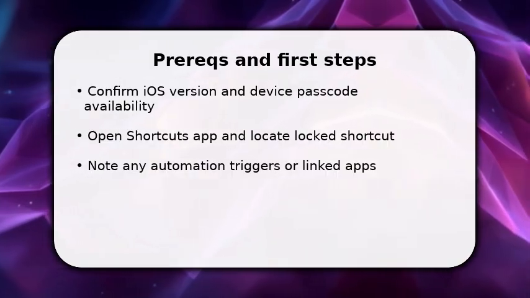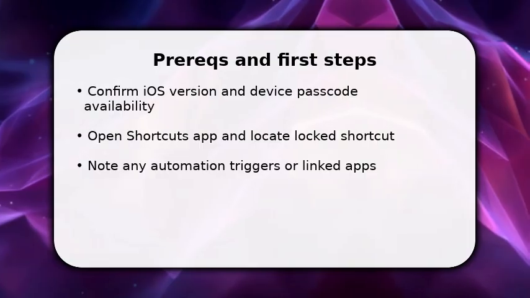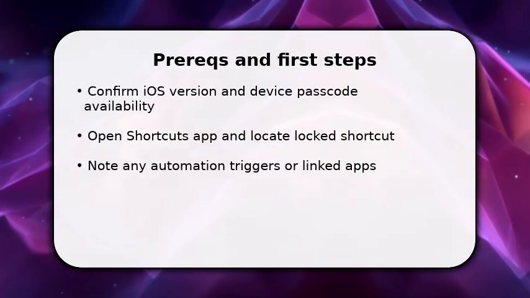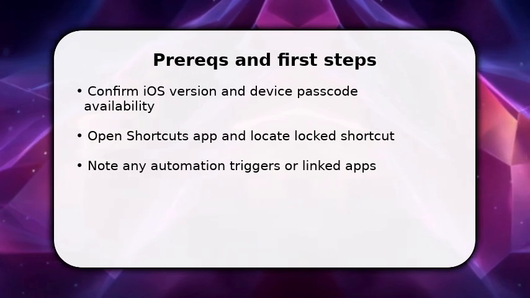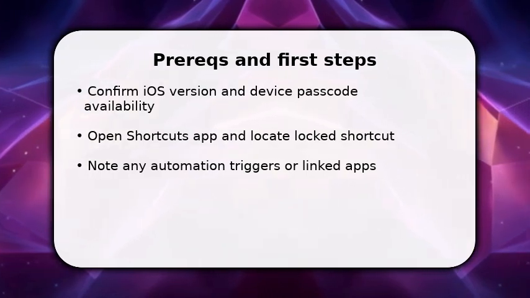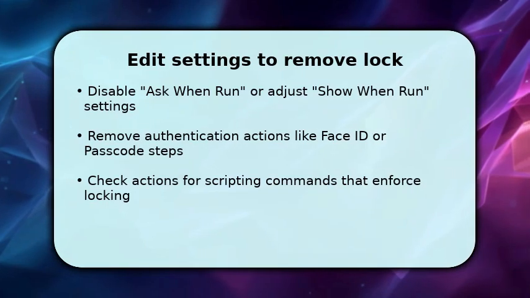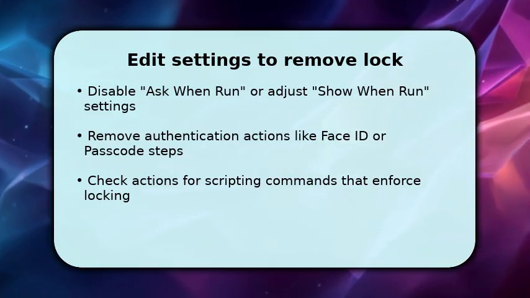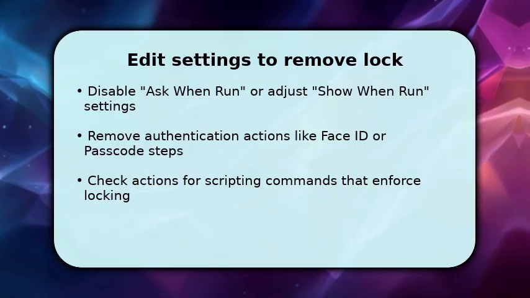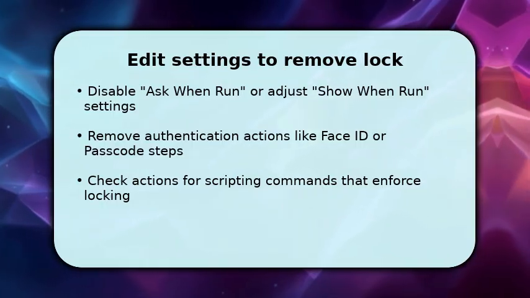Make sure to check whether the shortcut is part of an automation or uses a predicate like ask when run, since those settings affect how you remove the lock. Now that you're inside the shortcut editor, focus on the actions and the run settings. You need to disable ask when run or switch off show when run for actions that prompt confirmation. This removes the modal lock step.